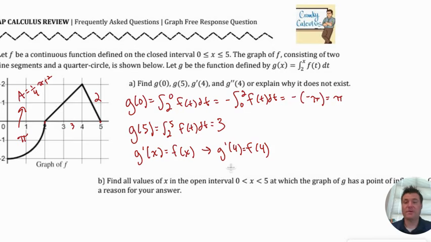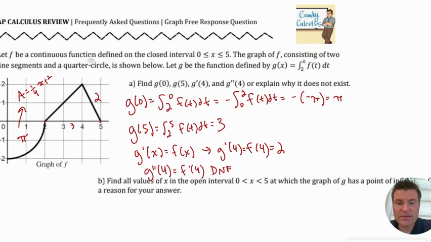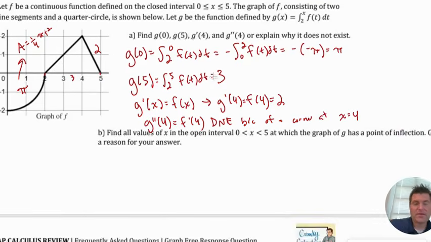So if I'm looking for g prime of 4, I'm just looking for f of 4, which is actually equal to 2. Now, if I'm looking for g double prime of 4, that's the same thing as f prime of 4. And if you notice, f prime of 4, we cannot find that value because of the corner, so this does not exist because of a corner at x equals 4.